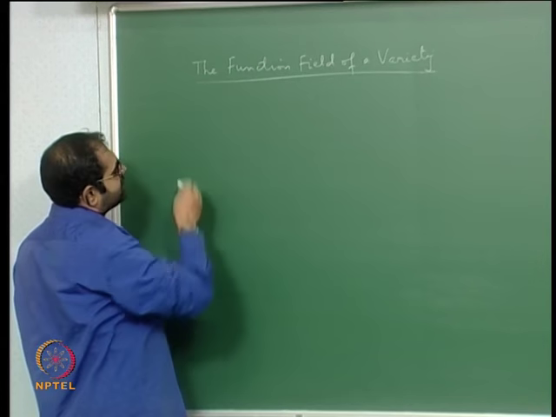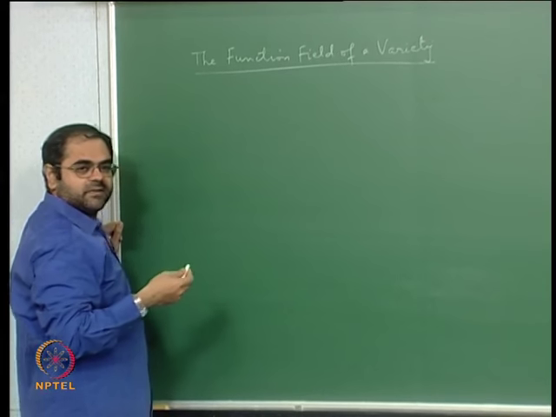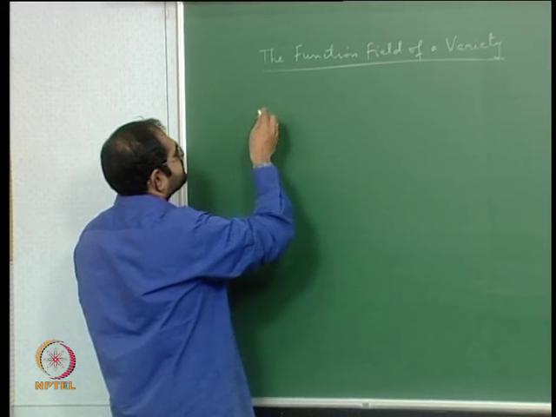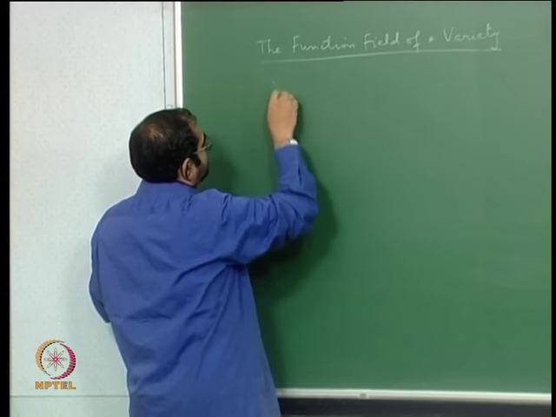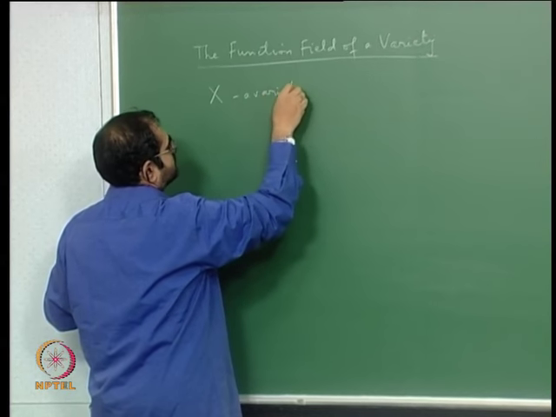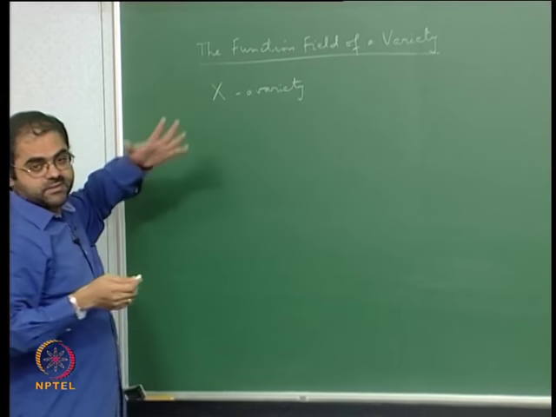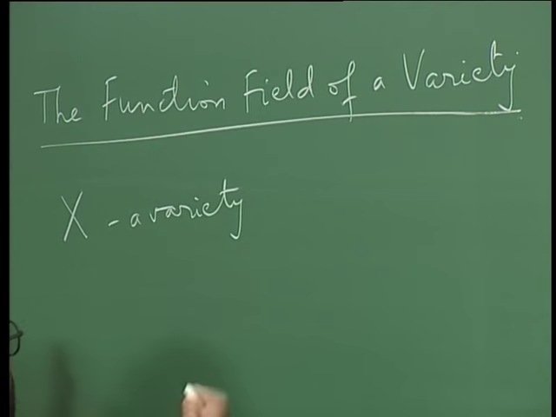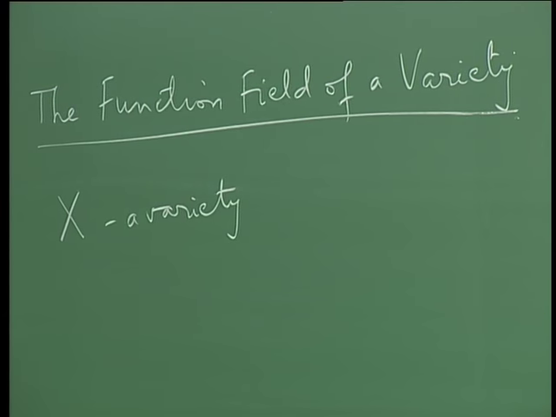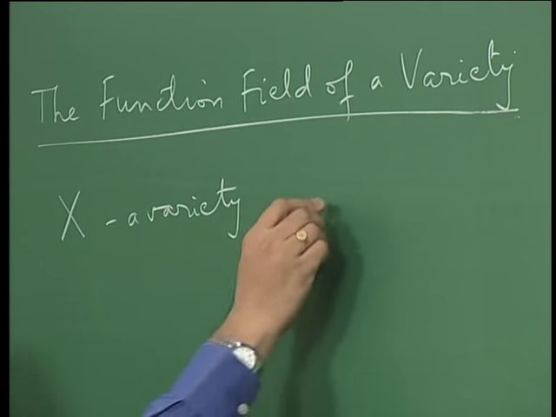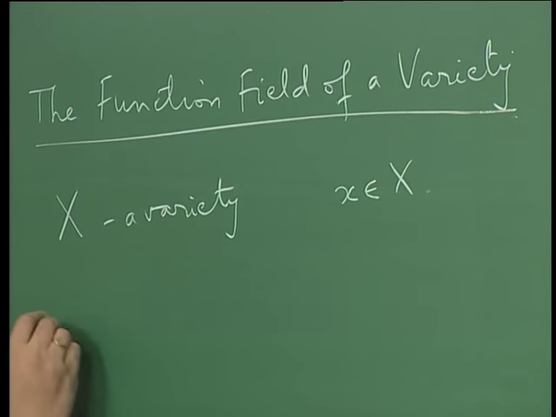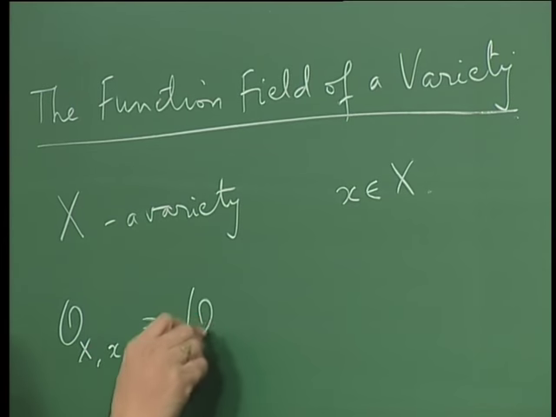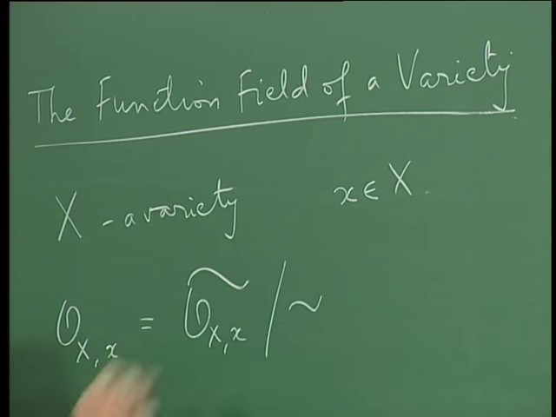The idea is very similar to the way in which we got the local ring at a point. So we start with X, a variety, which could be affine or quasi-affine or projective or quasi-projective, and we have a point. How do you define the local ring at a point of the variety? Normally, if you have a point small x in capital X, we defined O_{X,x}, the local ring of X at x, to be Õ_{X,x} modulo an equivalence relation.